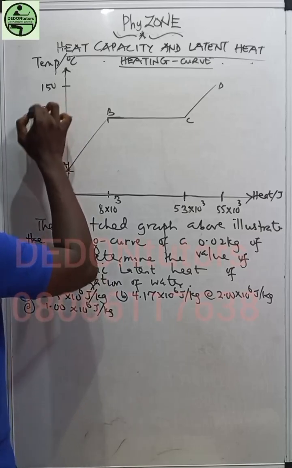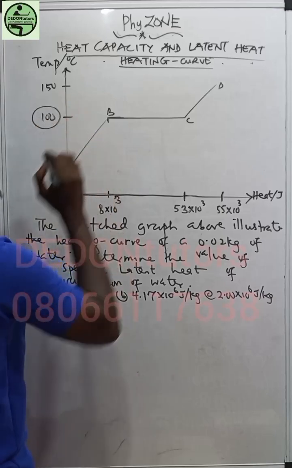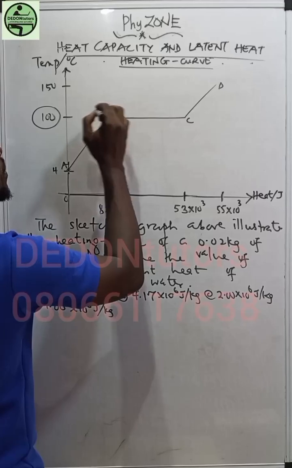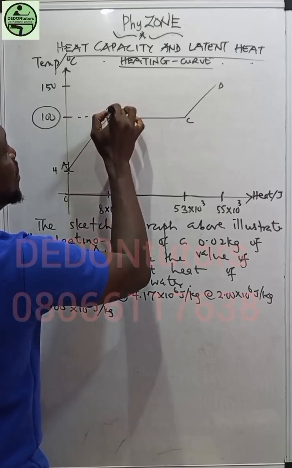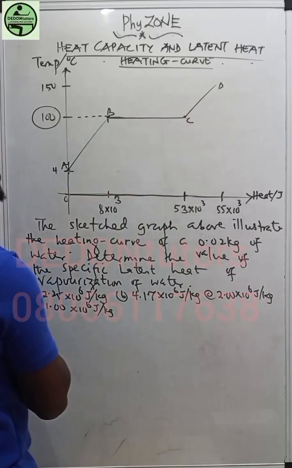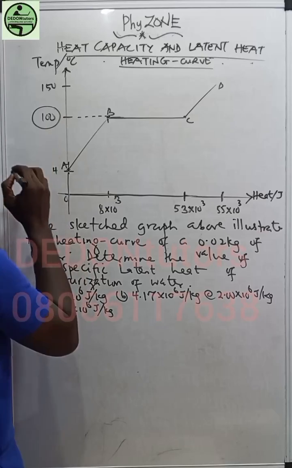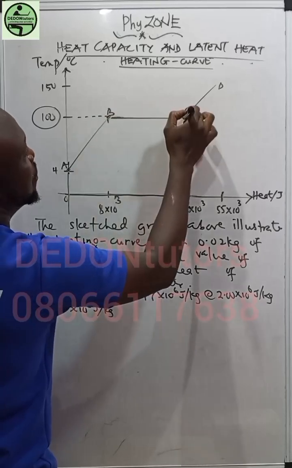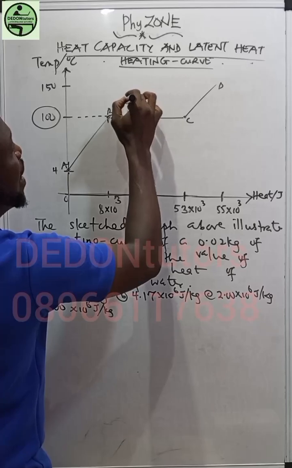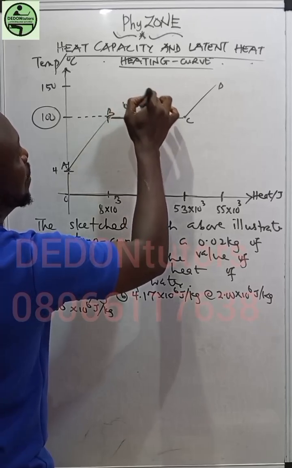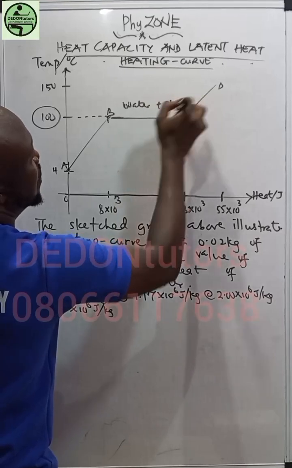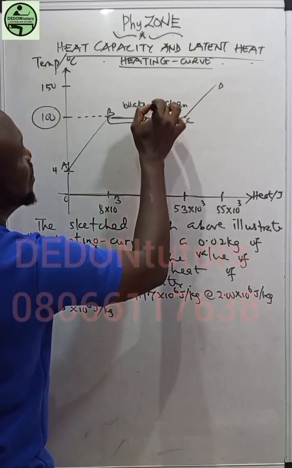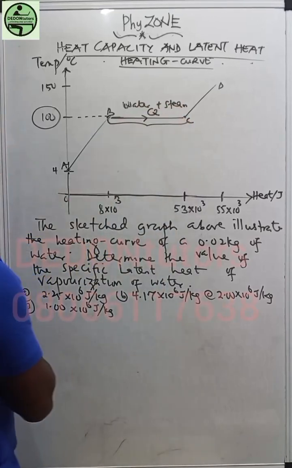So here, this is the point where we are having a change of phase of the substance. At this particular point, the water has changed its phase at a constant temperature. So the temperature here is 100. That means there is an equilibrium temperature, so here we have water and steam at this particular point. That's BC. So the heat involved here is the latent heat of vaporization.